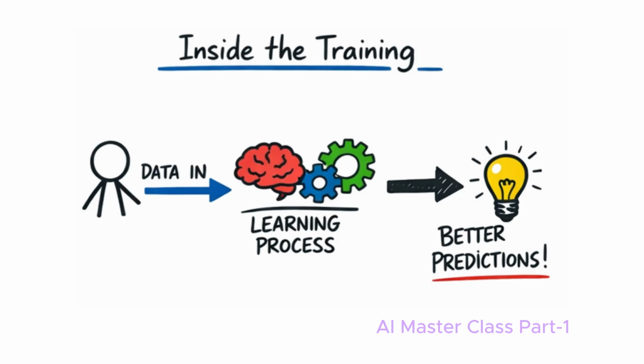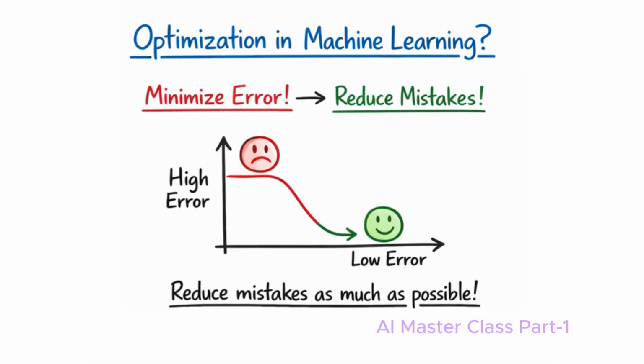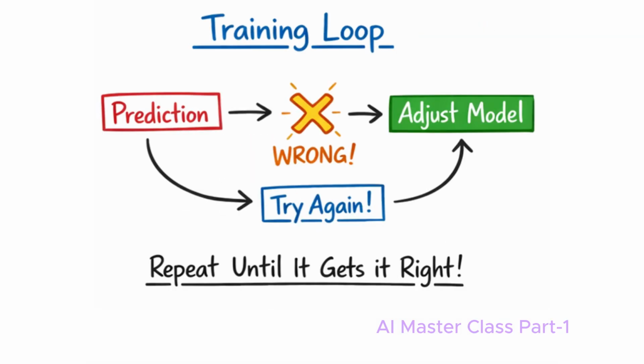So let us start with the first question. What does optimization actually mean in machine learning? Optimization means reducing the mistakes a model is making as much as possible. When a model makes a prediction, it will be wrong sometimes.